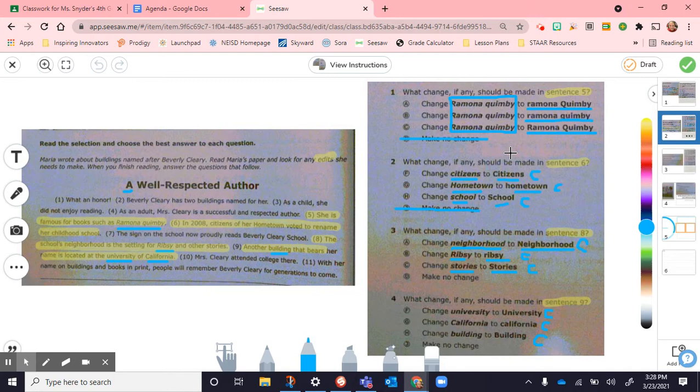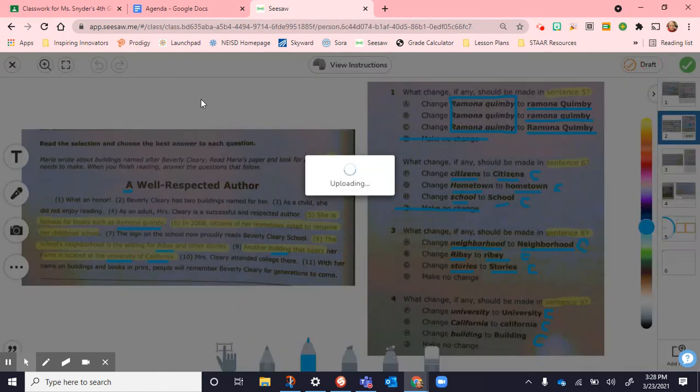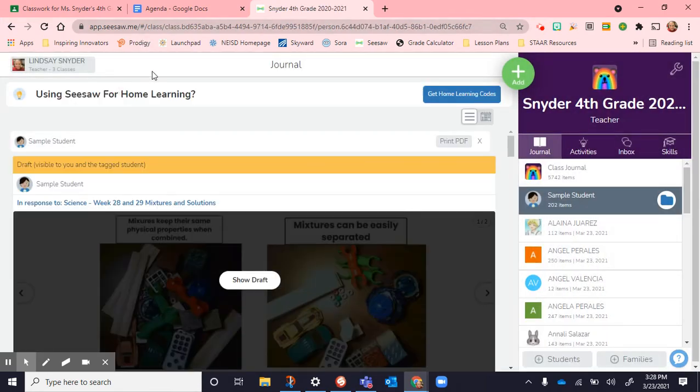Same thing with the building. Same thing with the name of a park or anything like that. It needs to be capitalized. So these were all capitalization changes. We did this on our own for a grade. So go through and make sure you have that completed, and then you can draft that. And that was our morning.